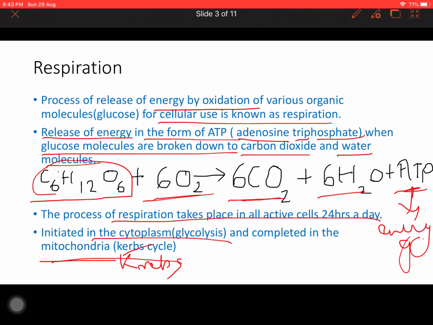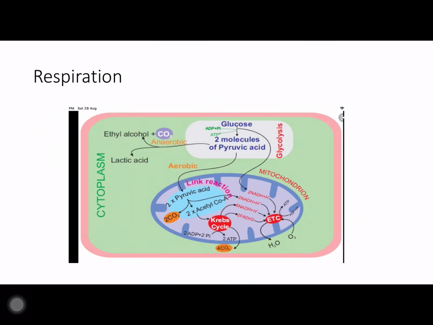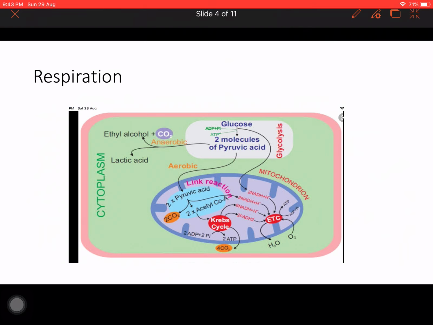So let us see what is happening in this process. Let us see this diagram, a pictorial representation. In this respiration, 3 processes are involved. First is glycolysis, then comes the Krebs cycle, and then the electron transport chain. The Krebs cycle and electron transport chain represent the main part of aerobic respiration, and glycolysis is the main part of anaerobic respiration.